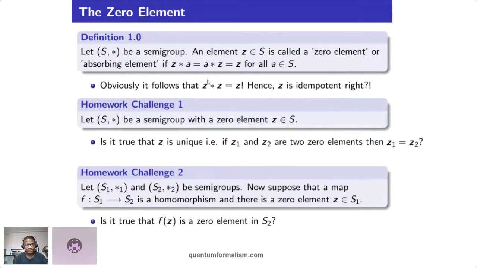And as a consequence of the definition, obviously it follows that Z * Z = Z. So therefore it's idempotent, correct? So good, you agree, right? It's idempotent by definition.